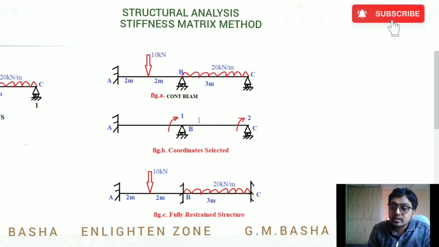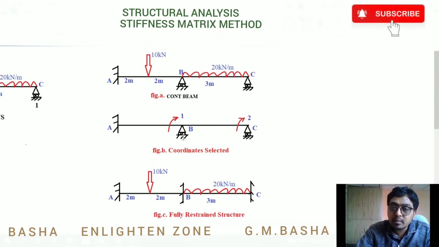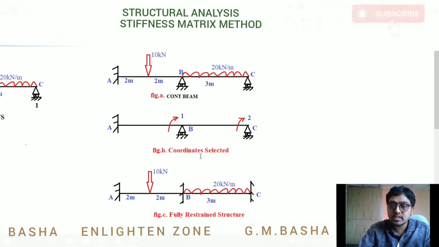Here our basic unknowns are the displacements. That is the reason we are selecting coordinate positions at B and C. So why are we not selecting any coordinate position at A? At the fixed end there will be no degree of freedom. That is the reason whatever you select at that position it will be 0. But there will be 1 degree of freedom at B and another degree of freedom at C. That is the reason, since our degree of kinematic indeterminacy is equal to 2, I am selecting one at B, another at C. Therefore our coordinates are selected at B and C.